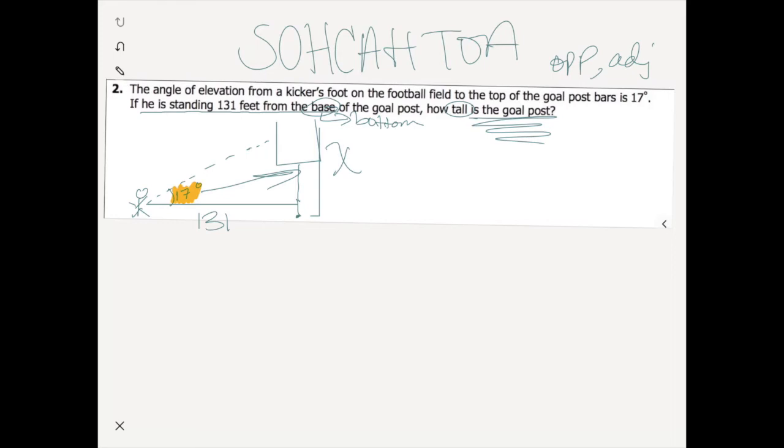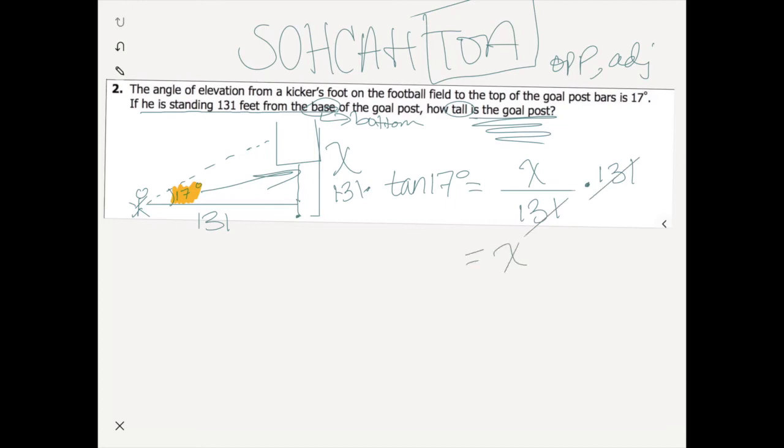So again, we will be using tangent. So we're going to say the tangent of 17 degrees is opposite over adjacent. This time x is my opposite, so x over 131. In order to get rid of this 131 in the denominator, we need to multiply both sides by 131. These cancel, and we're left with x is equal to 131 times the tan of 17 degrees. X is by itself this time, so this is our exact answer. And if you were to put it in a calculator, get the decimal approximation, you'd get 40.1 feet.